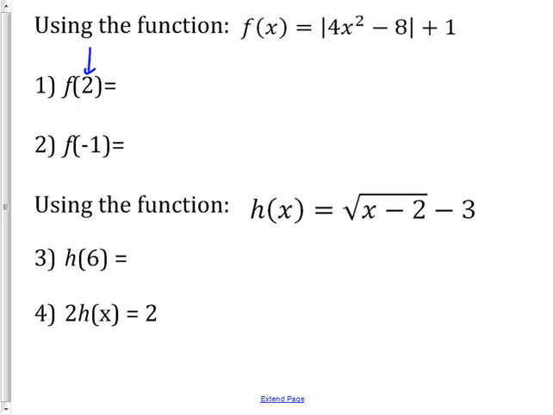So 2 squared is 4. 4 times 4 is 16 minus 8 is 8. My absolute value of 8 is 8. And then you add 1 makes 9. Raise your hand if you had 9. Okay, good. And I don't think we need to do number 2.